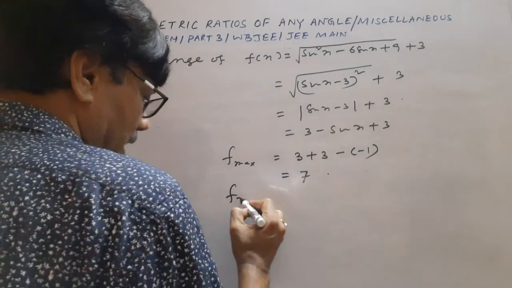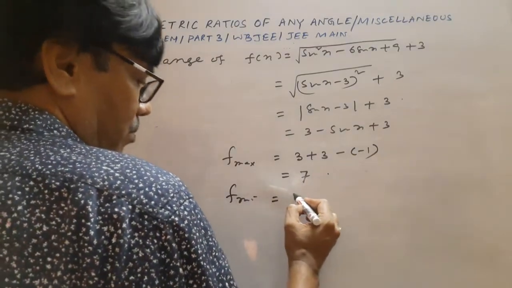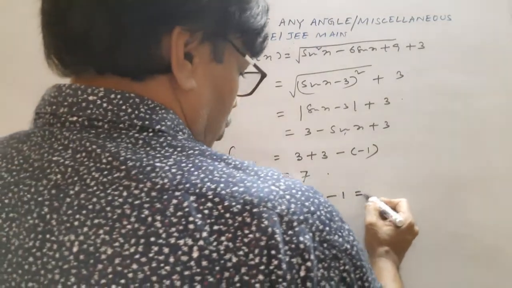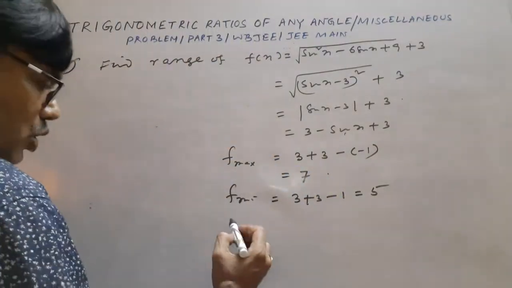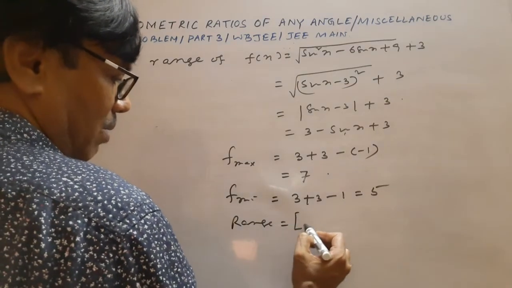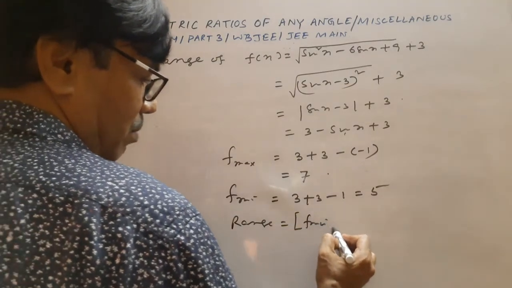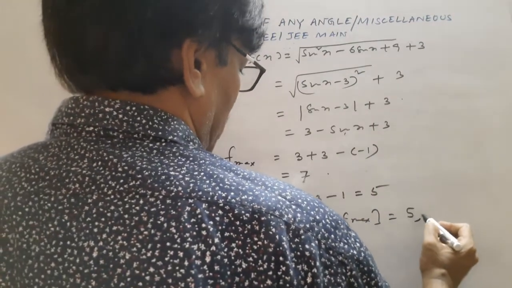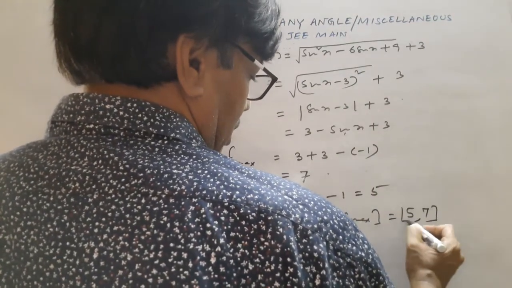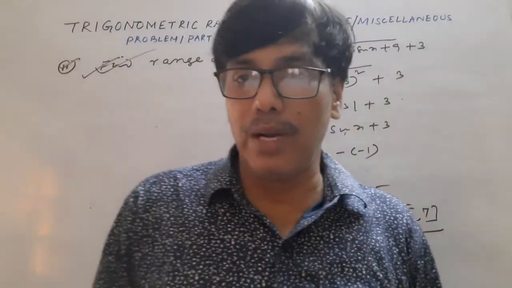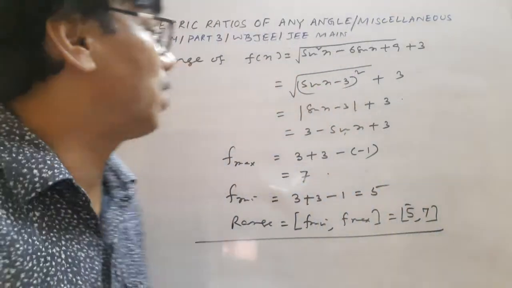So what is f minimum? F minimum is 3 plus 3 minus 1 when sin x is maximum. So this is 5. So the range is from f minimum to f maximum, which is 5 to 7. This is the range. So the range is the interval of minimum and maximum value.